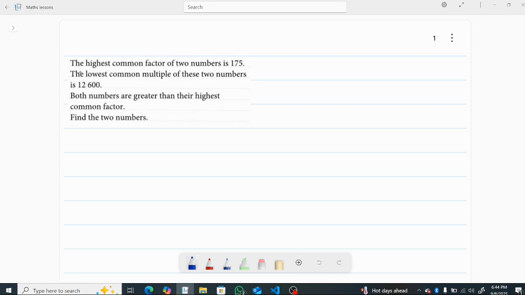Today we are going to learn about some of the word problems related to HCF and LCM. This is one of the word problems. I'm reading the word problem first, then we'll discuss it.